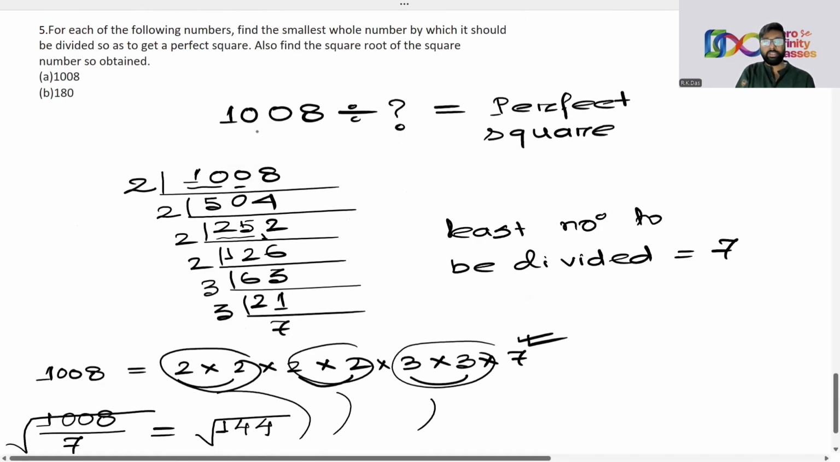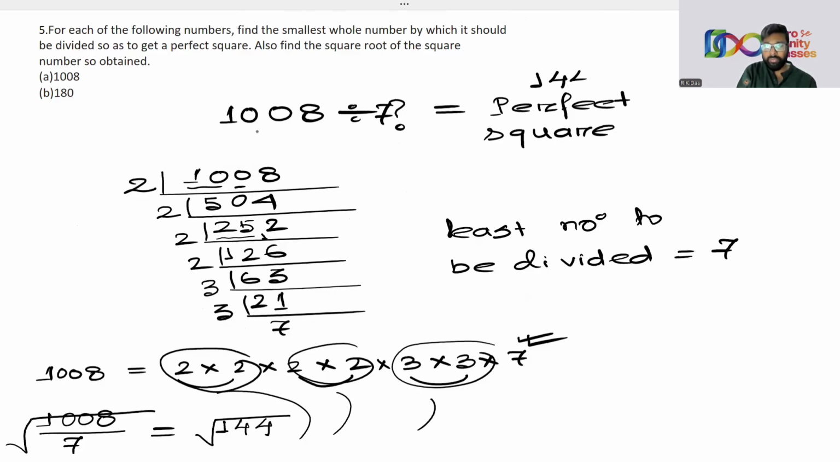So that means 1008 should be divided by 7. Then we will get 144, which is a perfect square, and its square root will be 12. Done. So I hope it is clear.